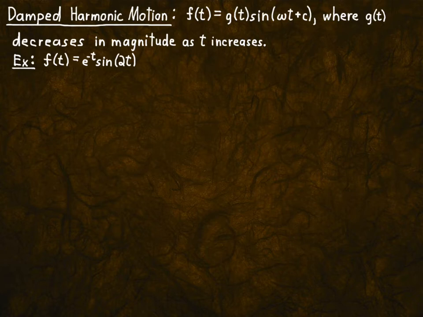Probably the most commonly used g of t, which you can think of like the coefficient of sine, even though it's variable, is e to the negative t, or e to the negative constant k times t. This is exponential decay. So the sound is decaying exponentially. You can think of it that way. It's not necessarily sound, but it's a good way to think of it. So this is exponential decay, and you're kind of thinking of that as the coefficient of sine of 2t, even though it's not a constant.